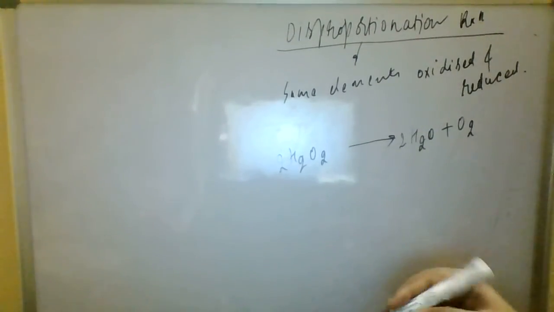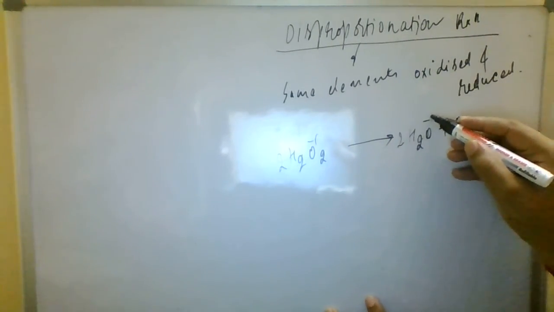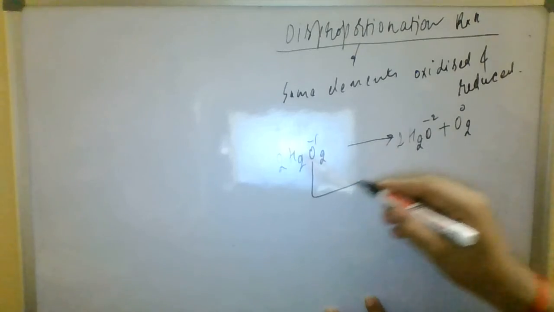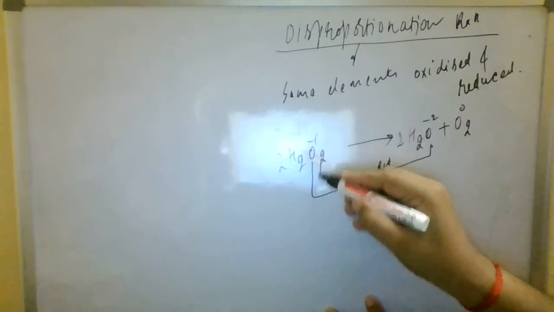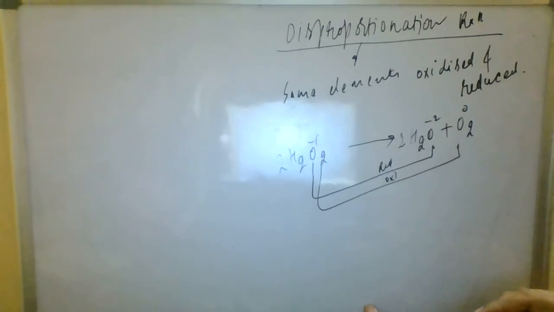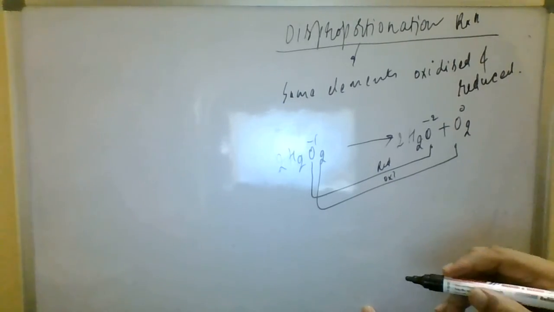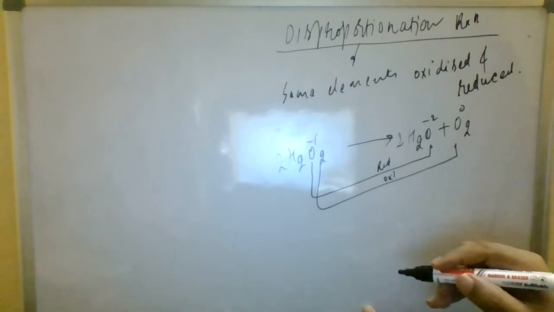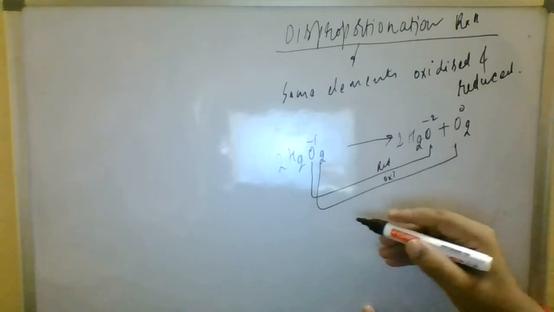How is this an example of disproportionation? Here it is -1, here it is -2 and 0. So -1 to -2 is the reduction, and -1 to 0 is the oxidation. So this is a type of disproportionation reaction. If you want to see another example, there are several examples you can take.